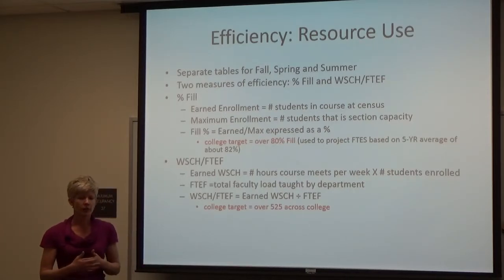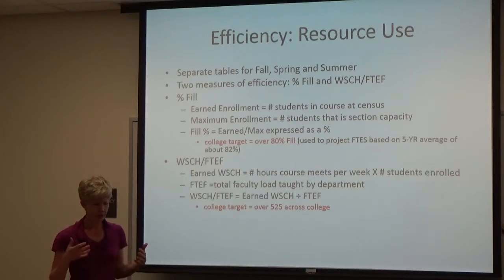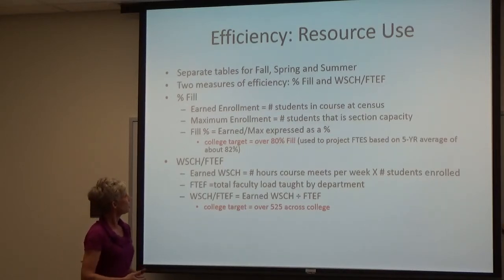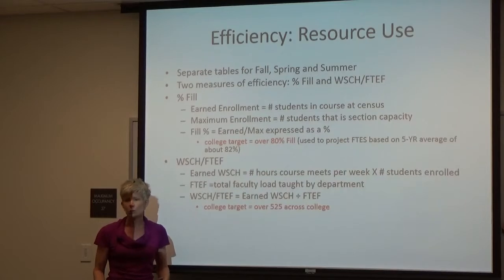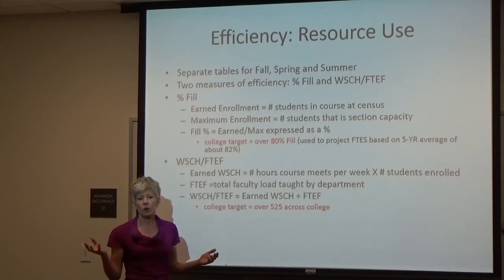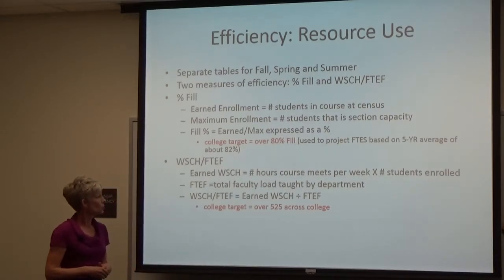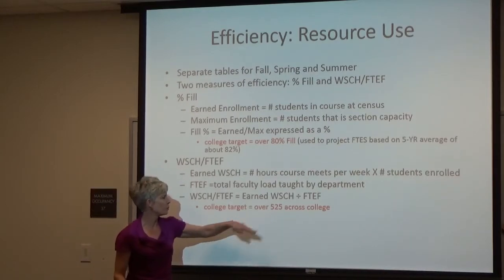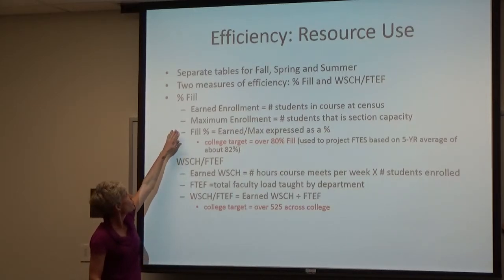The standard that VPs of administration use as a target for your WSCH per FTEF ratio is that, as a general rule of thumb, the college is breaking even if this ratio is about 525 or above. And we want to hit that across the whole college, a balance between all the different departments that enables the college to hopefully meet or be above about this 525. All right, so let me go back and finish explaining what percent fill is.